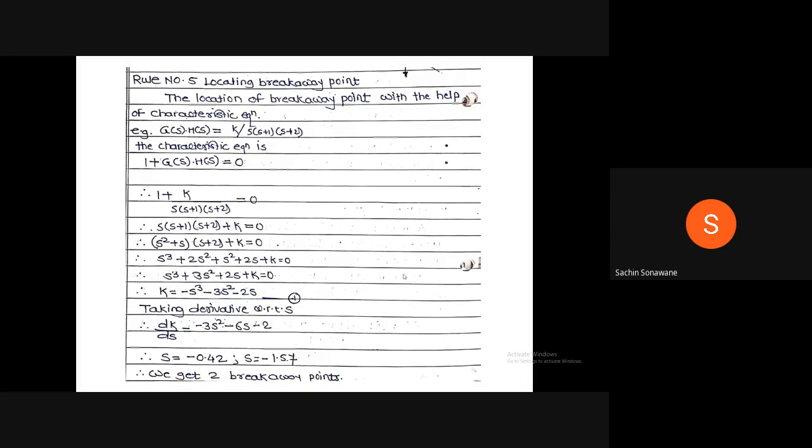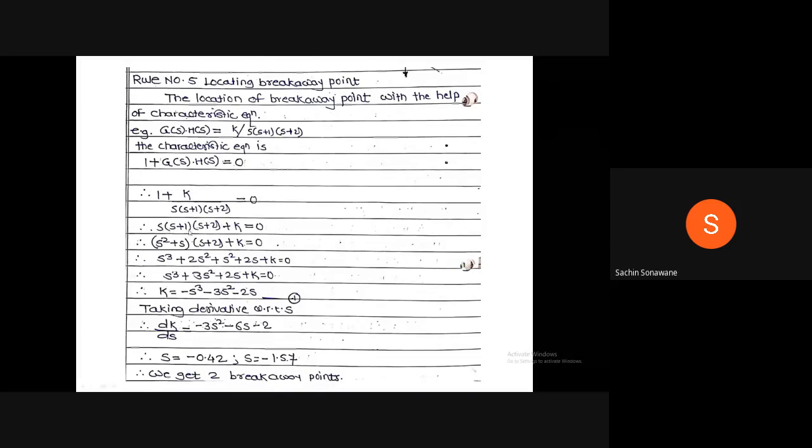Now locating the breakaway point with the help of the characteristic equation. G of S into H of S is equal to K divided by S into bracket S plus 1 into S plus 2. The characteristic equation is 1 plus G of S into H of S is equal to 0. Therefore, substitute G of S into H of S, this value here. Therefore 1 plus K divided by S into bracket S plus 1 into S plus 2 is equal to 0.